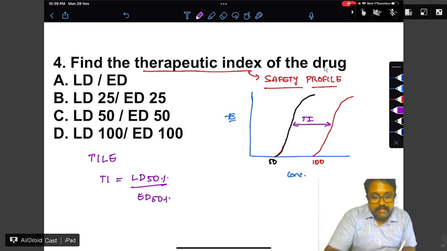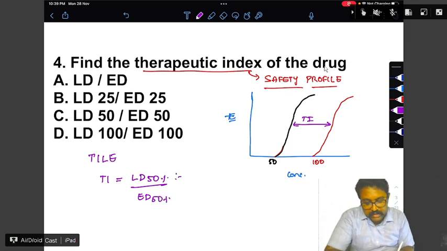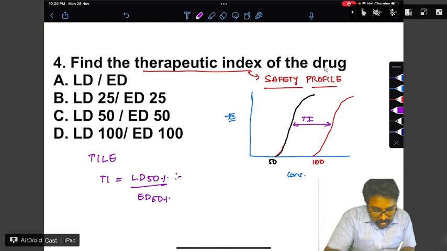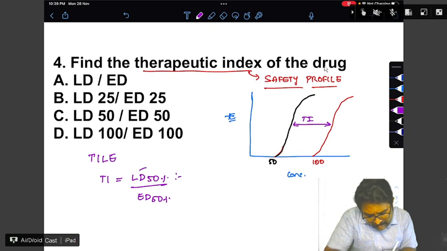So what do you understand by 50%? It is the dose at which 50% of the animals will die. So lethal dose is usually given for animals, whereas in humans we talk about lethal dose in terms of toxicity.